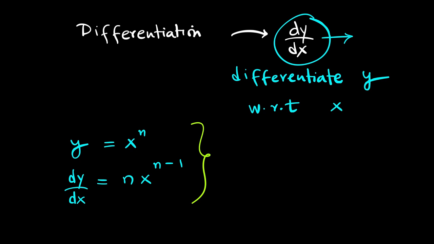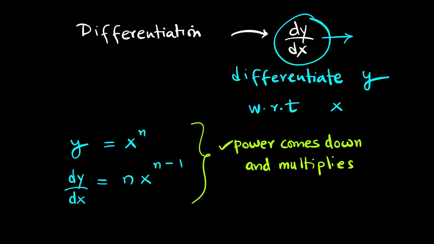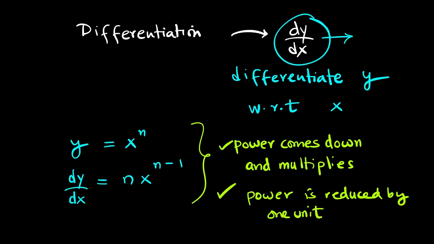Now there are two steps involved over here. The first one is power comes down, and we know that it comes down and multiplies. The second step is the power is reduced by 1 unit. Let's focus on this again. y is x raised to the power of n. First step is power comes down and multiplies with the variable. Then the second step, the power reduces by 1.